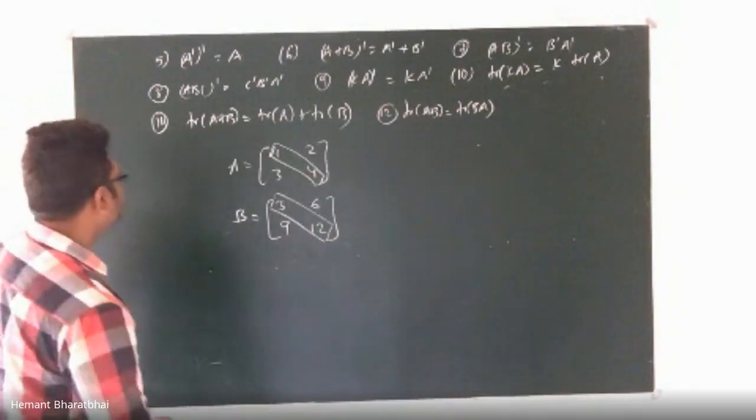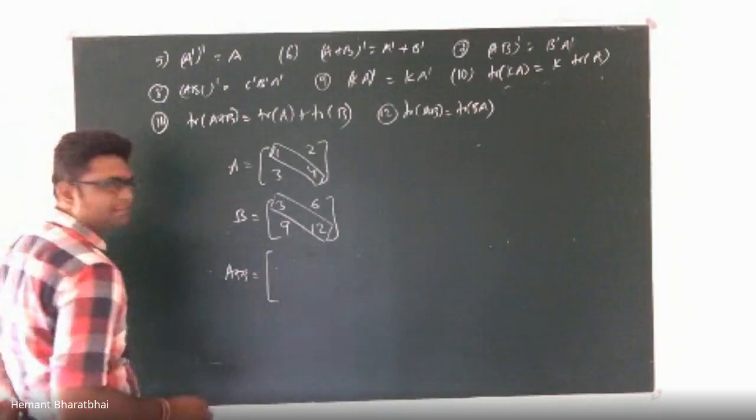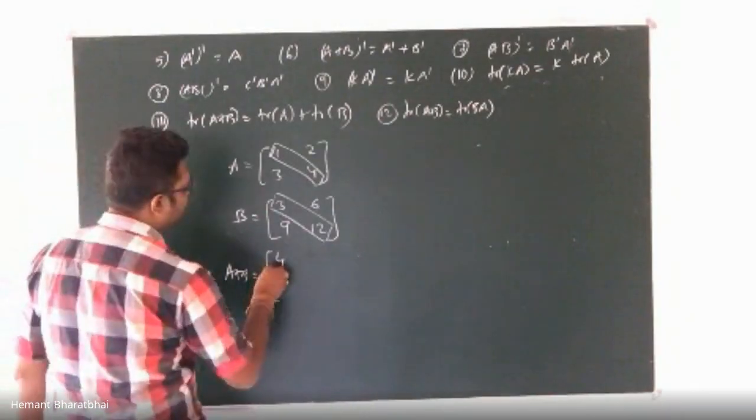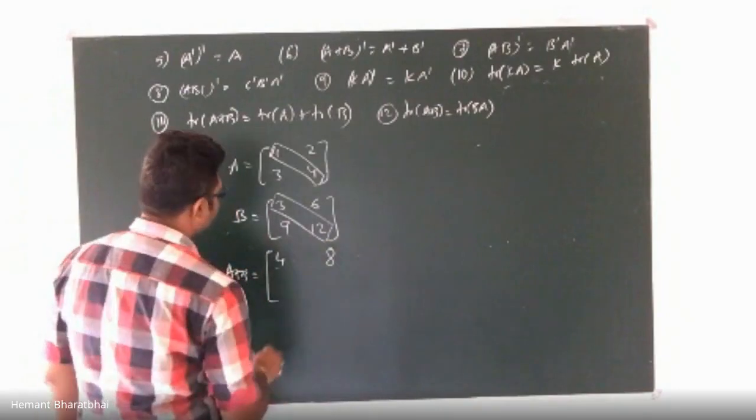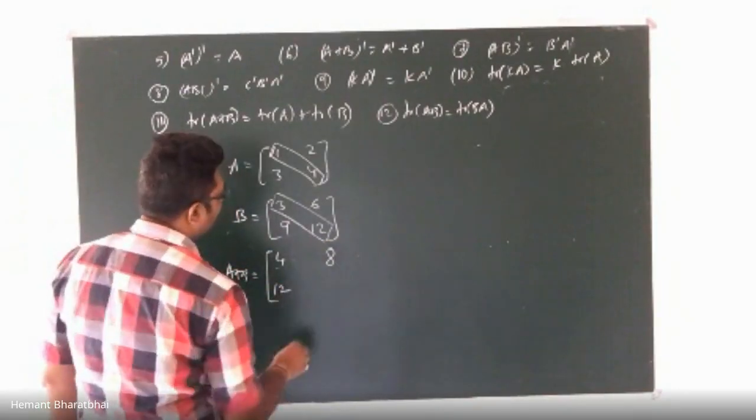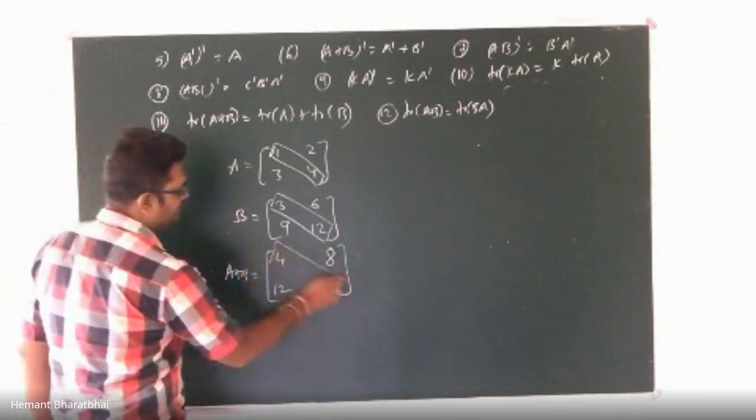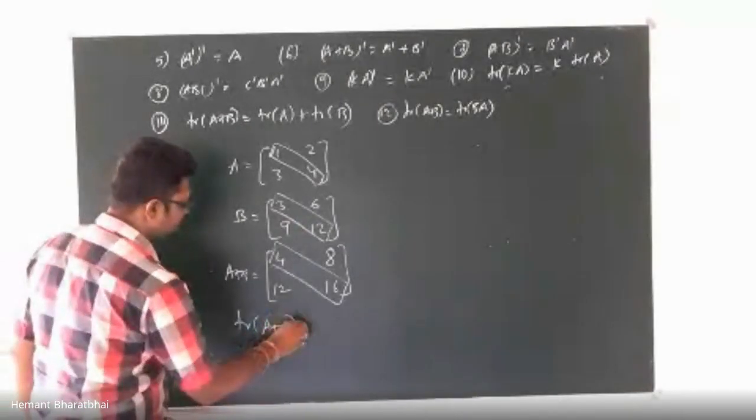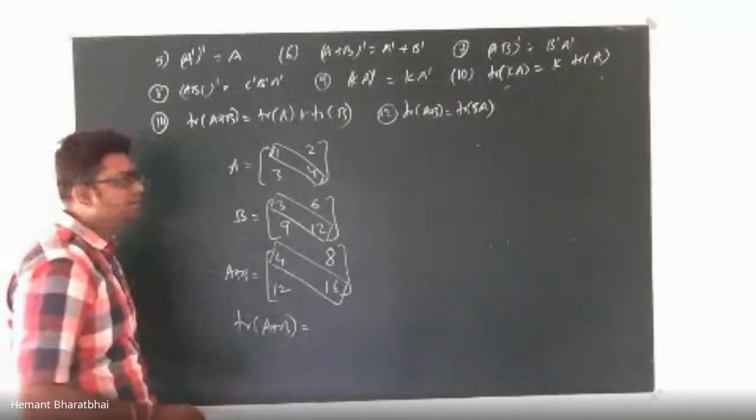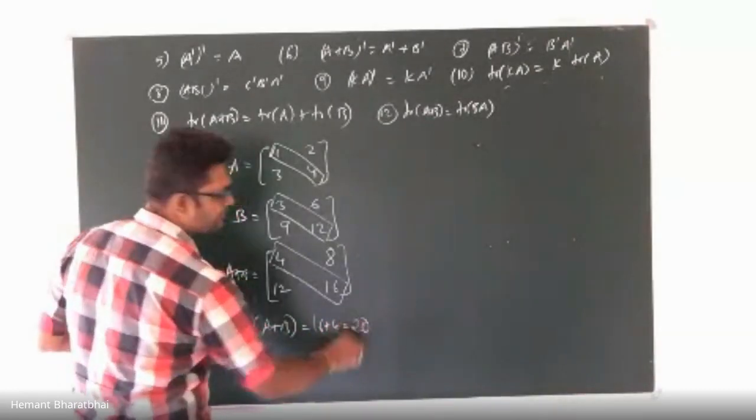Okay, then A plus B. Let me add both these matrices. So 1 plus 3 will give me 4, 2 plus 6 will give me 8, 3 plus 9 will give me 12, and 4 plus 12 will give me 16. So trace of matrix A plus B will be 16 plus 4, that is 20.